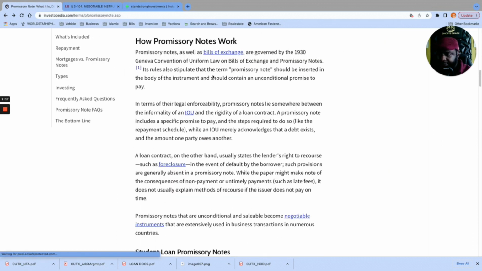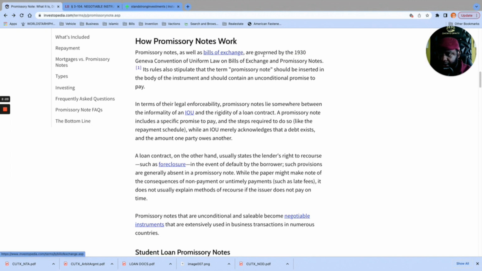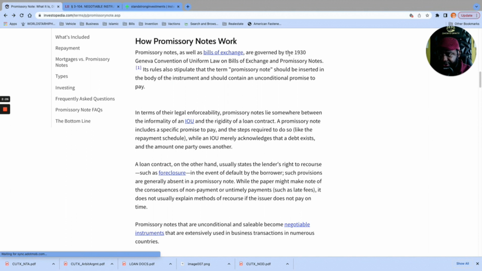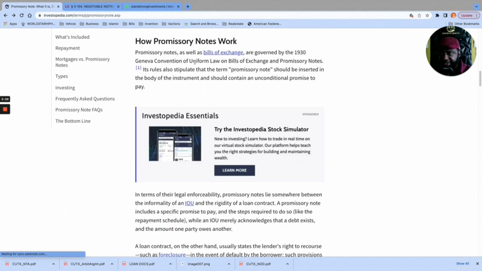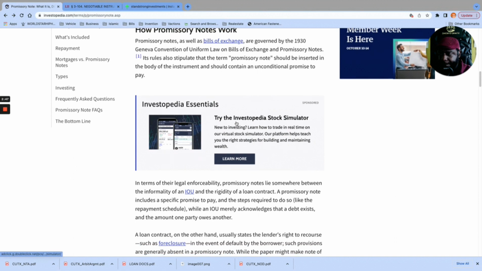All right. So, promissory notes, as well as bills of exchange, which is what we just covered, are governed by the 1930 Geneva Convention of Uniform Law on Bills of Exchange and Promissory Notes. Its rules also stipulate that the term promissory note should be inserted in the body of the instrument and should contain an unconditional promise to pay.